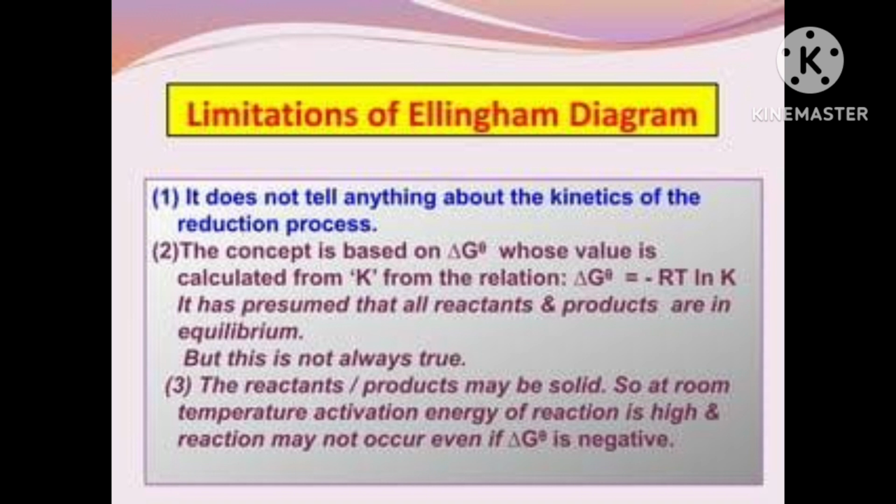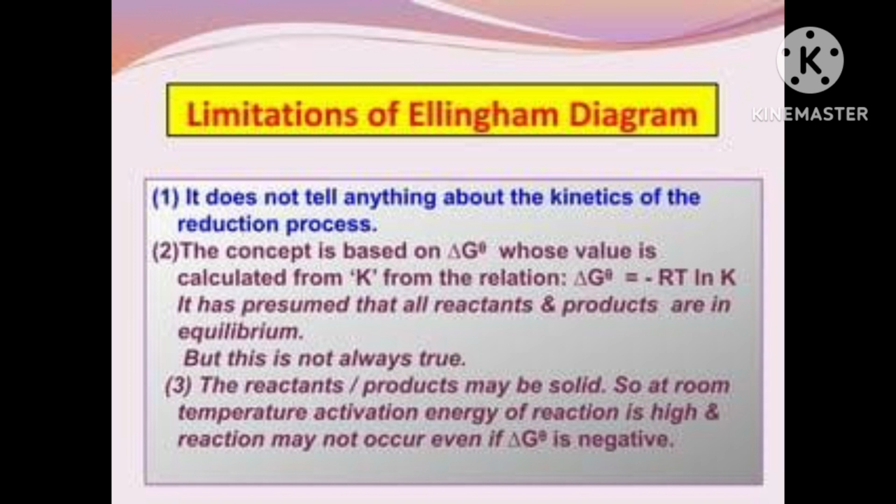Limitation. The first limitation I am talking about: the graph simply indicates whether a reaction is possible or not. In a general way it will tell only this. It will not tell the exact position or the rate of reaction. It will tell whether it is feasible or not, meaning whether reduction will take place or not.